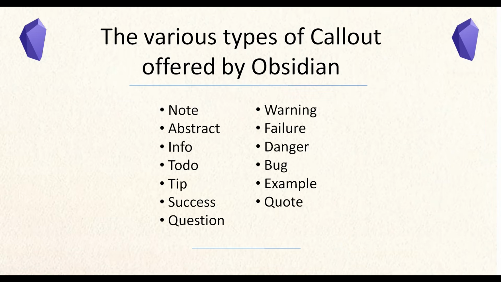This is the complete list of built-in callouts offered by Obsidian. Again, these words are the type identifiers or the type: note, abstract, info, to do, and so forth. And again, remember, each one has its own color assigned to it and its own unique icon identifying it.